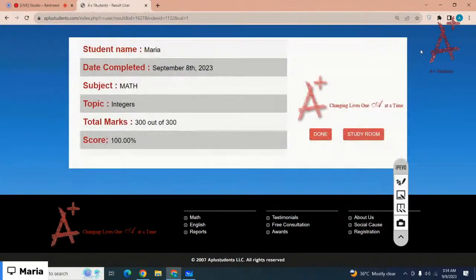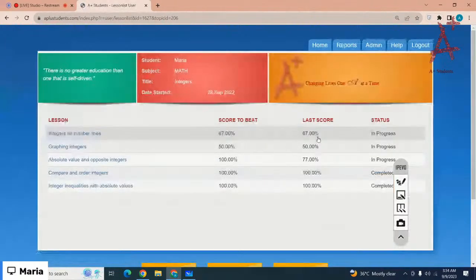Okay, we are done with the lesson. The next lesson is integer inequalities with absolute values, right? So you have integers and absolute values. You have to see how you solve their inequalities, right?